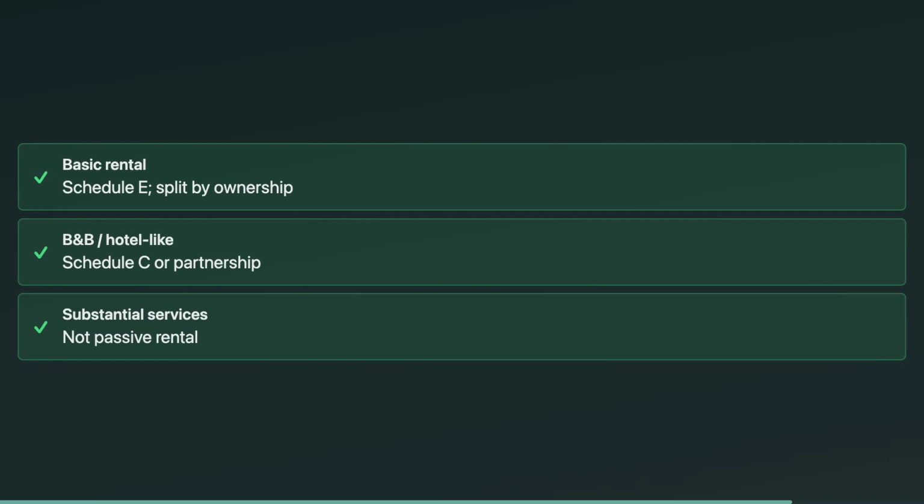Here's how reporting changes. If it's a basic rental with no substantial services, each co-owner typically reports their share on Schedule E, but if they're running it like a bed and breakfast with maid service and daily breakfast, it's no longer passive rental. That activity belongs on Schedule C, and if there are multiple owners operating it together, you're likely looking at a partnership filing Form 1065.